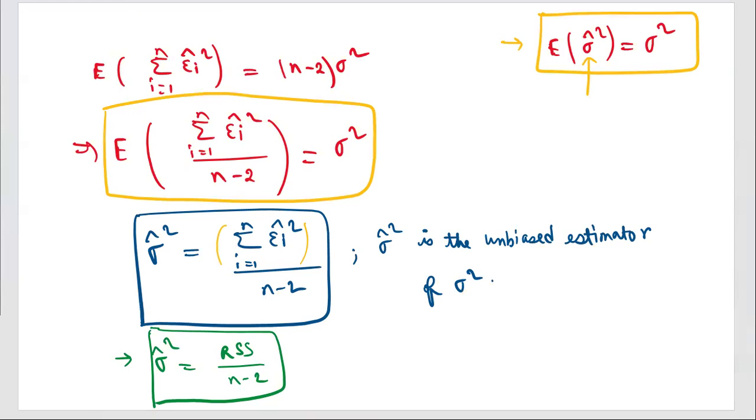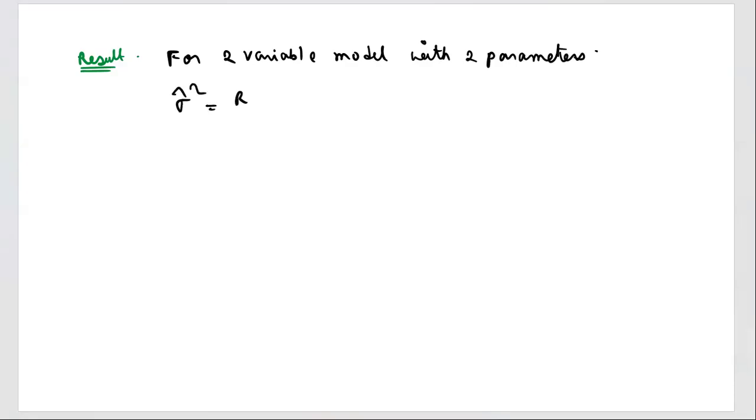Now, I want to mention one result here, and after that, I'll end this video. So here what we see is, look at the denominator. Here you have n minus 2. So for a two variable model with two parameters, sigma cap square will be RSS upon n minus 2.